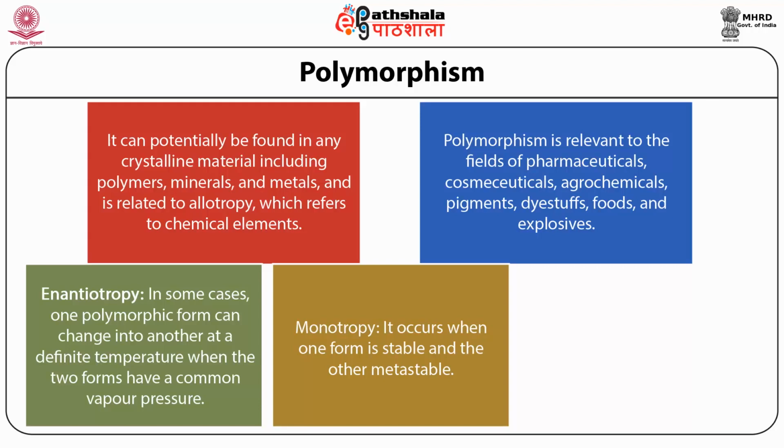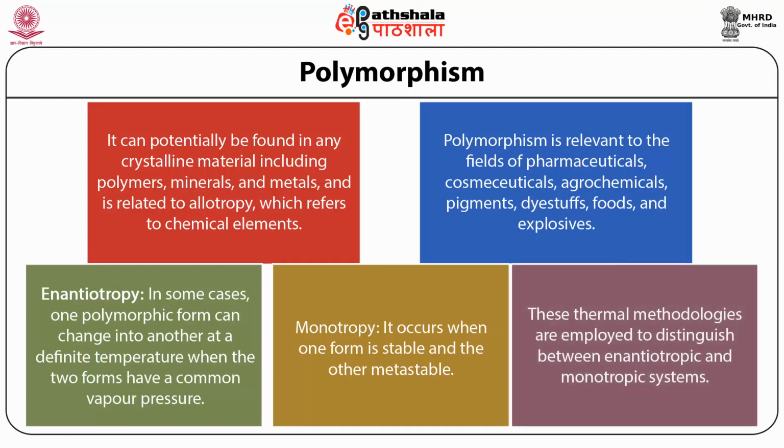A number of methods have been employed for characterizing polymorphs in pharmaceutical solids. Polarizing optical microscopy and thermomicroscopy have proven to be useful tools. Thermal analysis procedures such as DSC, that is differential scanning calorimetry, and thermogravimetric analysis, that is TGA, can be used to obtain additional information including phase changes and to deduce whether each isolated form is a solvate or anhydrate. These thermal methodologies are employed to distinguish between an enantiotropic and monotropic system.